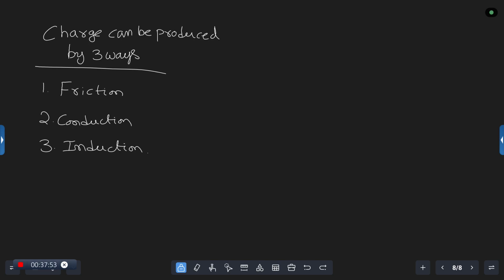Additive, quantized, law of conservation of charge. What is meant by law of conservation of charge? Charge can neither be created nor be destroyed. Yes, charge can be transferred. Okay. Next, I will go for the electric force.